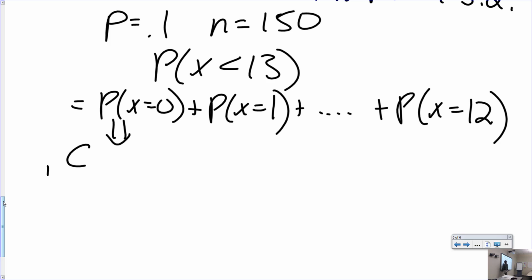So it should start with the combination of 150 things taken 0 at a time, times 0.1 to the 0th power, times 1 minus 0.1 to the 150 minus 0, which is 150. And that will be a very small number. When you take 0.9 to the 150th power, it's not going to be a very big number.